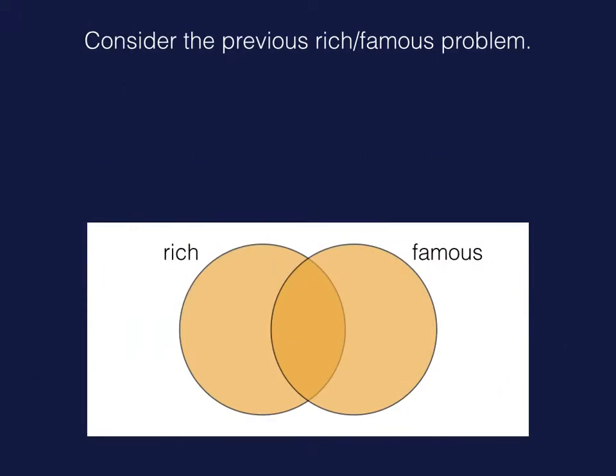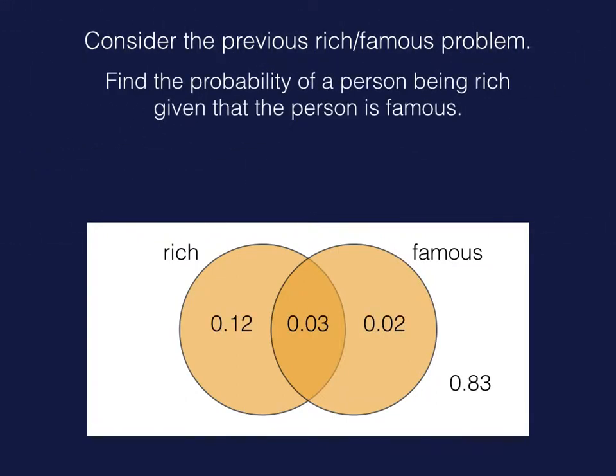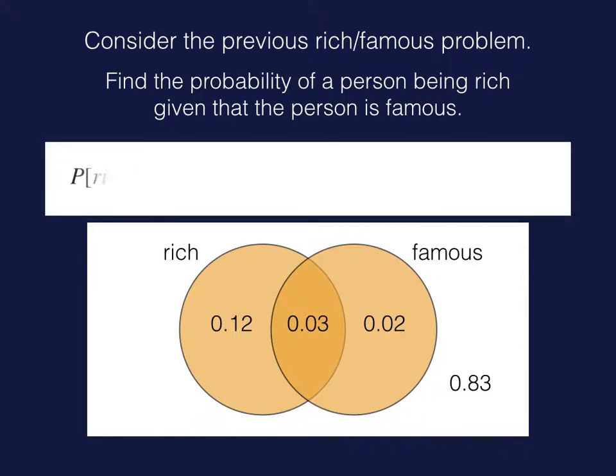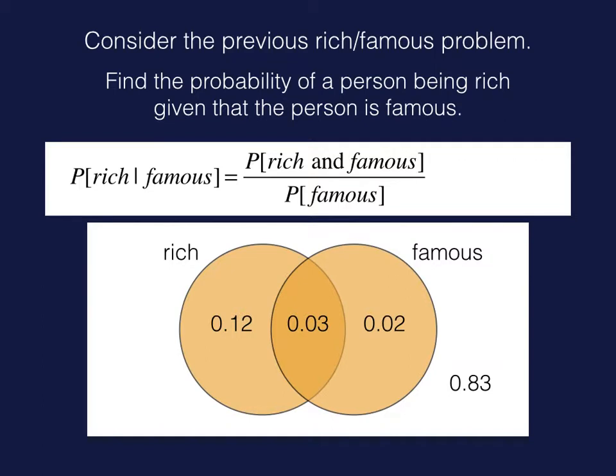Okay, so let's use this in the rich and famous problem. There's the Venn diagram again, so you can remember what it was like. The probability of somebody being rich given that they are famous. Well, let's throw that into the formula and see what we get. It's rich and famous divided by famous. You always divide by the given part. Whatever the given statement is, that's always going to be what you divide by. So the probability of rich and famous, that's the center of the Venn diagram. That's 0.03. Famous is the entire circle, which is 0.05, with a probability then of 0.6, 60% chance.